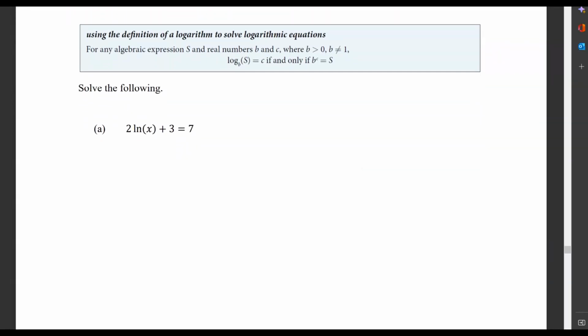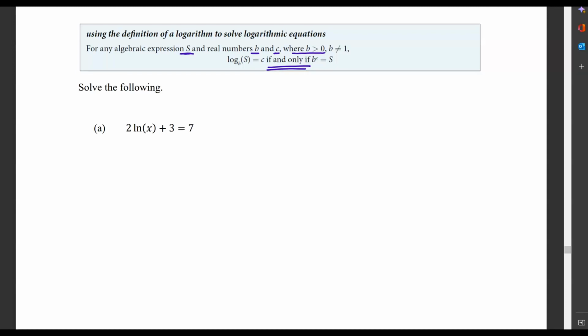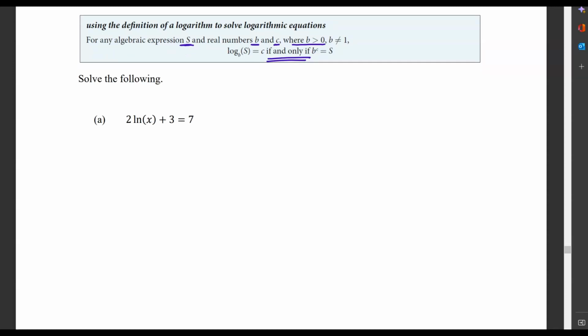All right, using the definition of logarithms to solve logarithmic equations. So here, for an algebraic expression S, and real numbers b and c, where b is greater than 0, b cannot equal 1, the log base b of s is equal to c if and only if b to the c power equals s. So basically we're using that logarithmic definition and how it's associated with, and is the inverse of, the exponential function.